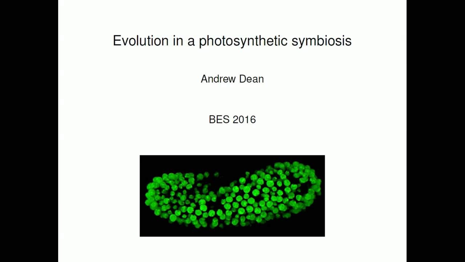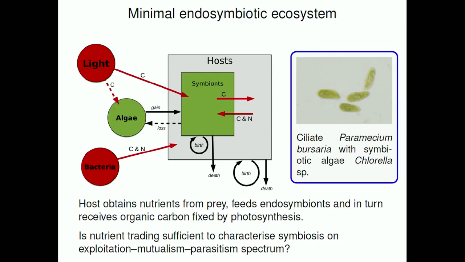So this is the situation to keep in mind as I'm talking about this. We've got these algae happily photosynthesizing, but then you can see that they're constrained, and that's because they're living inside a ciliate, Paramecium bursaria. And it's this relationship between the host and the symbiont inside that I'm going to try and model today to try and understand some of the data that Megan and Ewan have been coming up with.